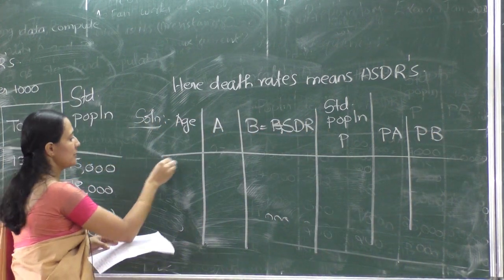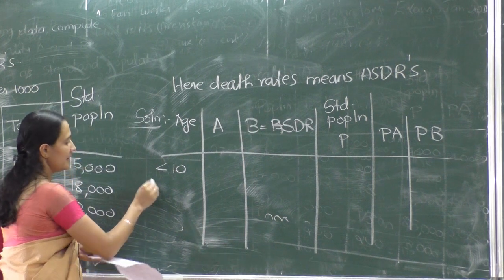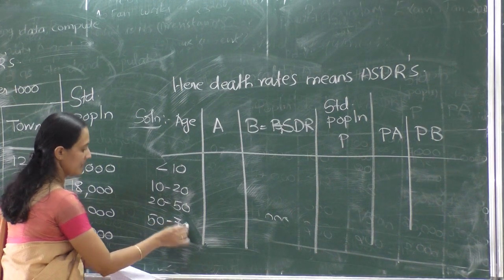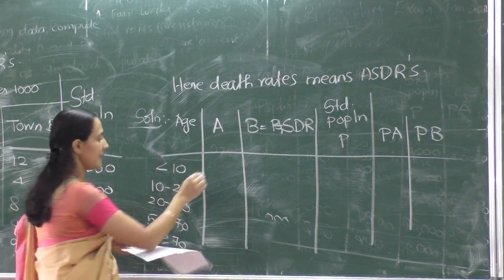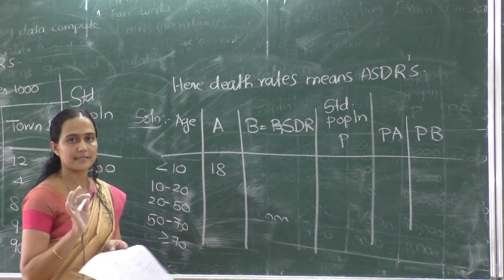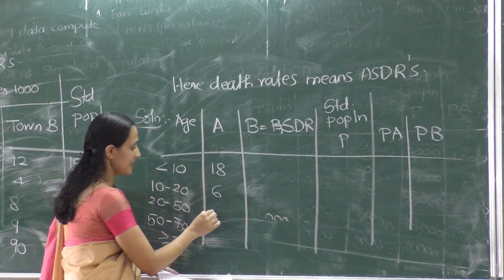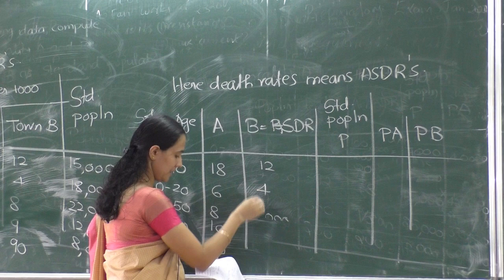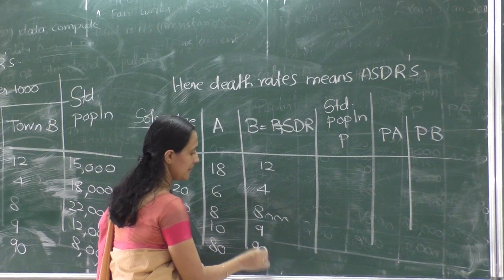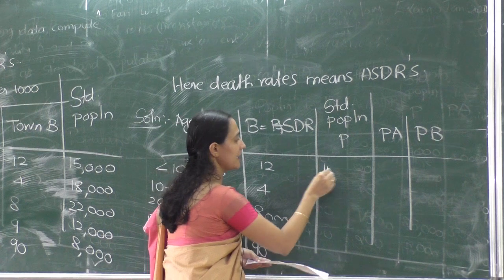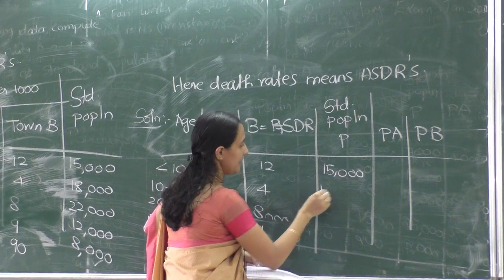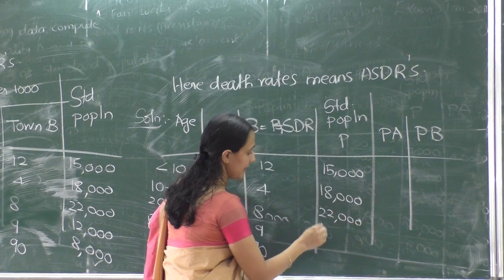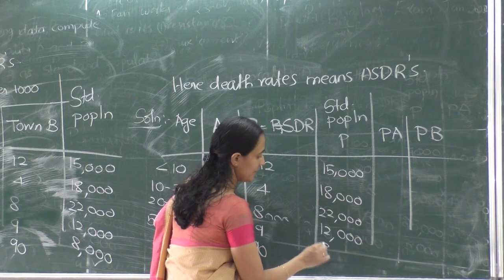Write the ages as they are: less than 10, 10 to 20, 20 to 50, 50 to 70, greater than or equal to 70. The death rates mean the age specific death rates themselves: 18, 6, 8, 10, 80 for A, and 12, 4, 8, 9, 90 for B. The standard population is separately given: 15,000, 18,000, 22,000, 12,000, 8,000.